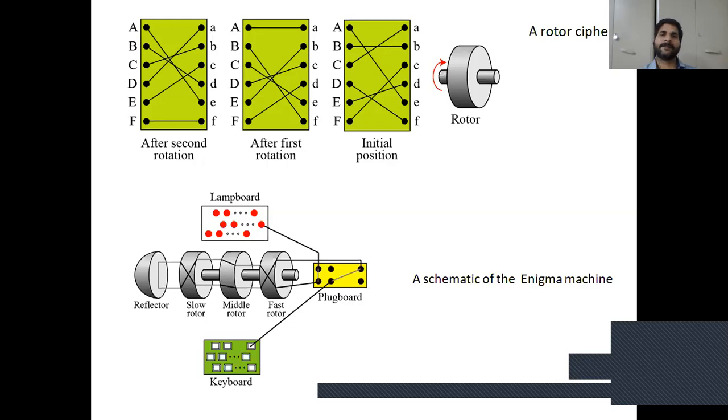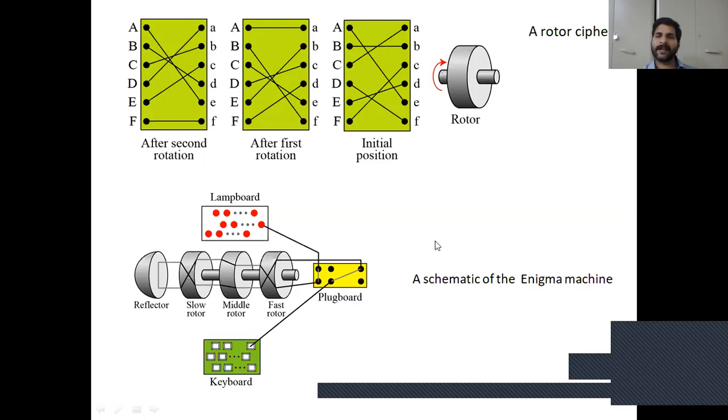Different. Suppose in the initial position, A is rotated to C, B is the same to B, C is rotated to F, D is rotated to E, E rotated to A, F to D. Now, next, after the first rotation, A to A, B to E, C to D, D to F, E to C, F to B. After the second rotation, this.